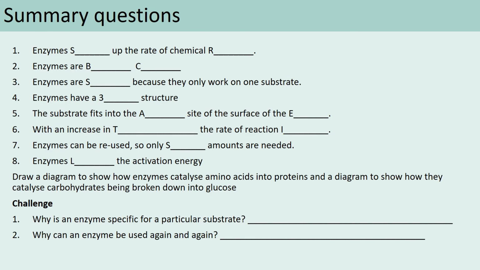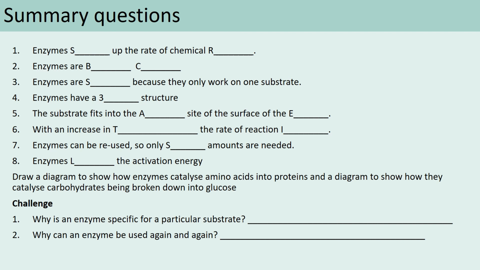Okay, so the last thing that I'm going to ask you to do is kind of a little summary. We've got some different activities on here of the things that we have gone through. 1 to 8 is just filling in the blanks of the key information. Then it says about drawing a diagram to show how enzymes catalyze amino acids into proteins. So you're going to have to come up with a diagram to show an enzyme joining amino acids together to make a protein. So have a go at showing that.